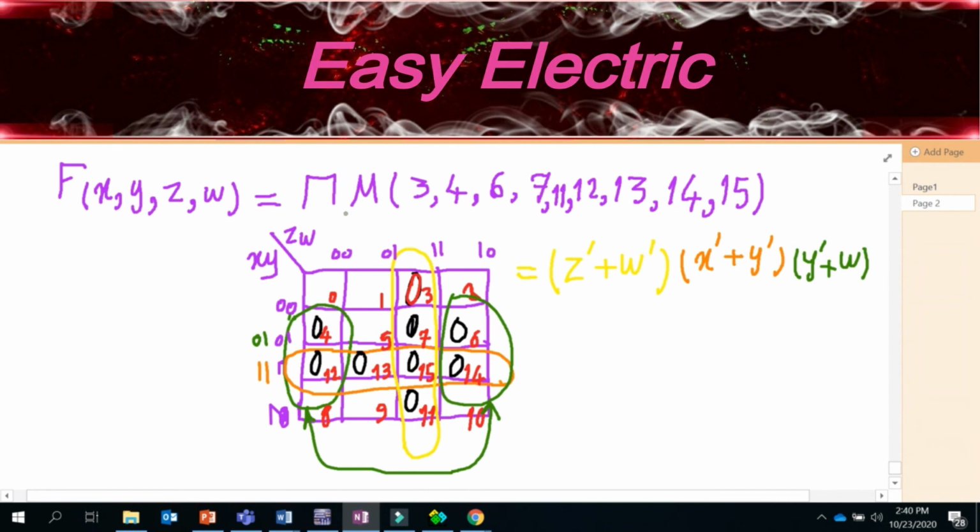What it tells us is that no matter whether you have the function in any standard form, sigma minterm or pi max term, you could use the K-map. The only difference is that whenever it is in the form of the sigma minterm, the simplest form will be in the form of a sum of products. Whenever the function is in the form of the product of max terms, the simplest form should be in the form of a product of sums.